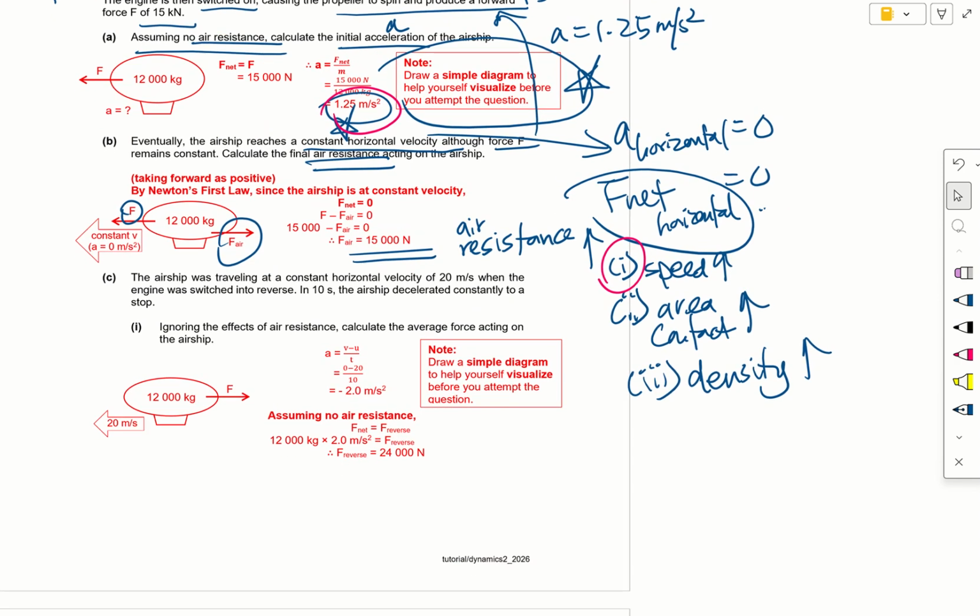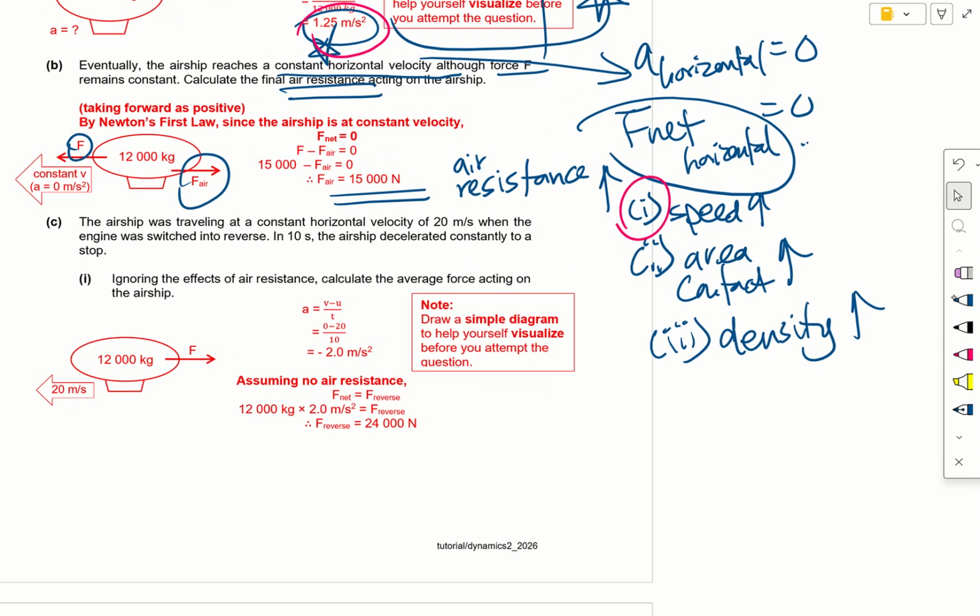Okay, so now the airship was traveling at a constant horizontal velocity. So again, this is important, no F net. So this was the horizontal velocity of 20 meters per second when the engine was switched into reverse. So that means I can put this 20 meters per second as my initial velocity, right? So now the engine switched into reverse.